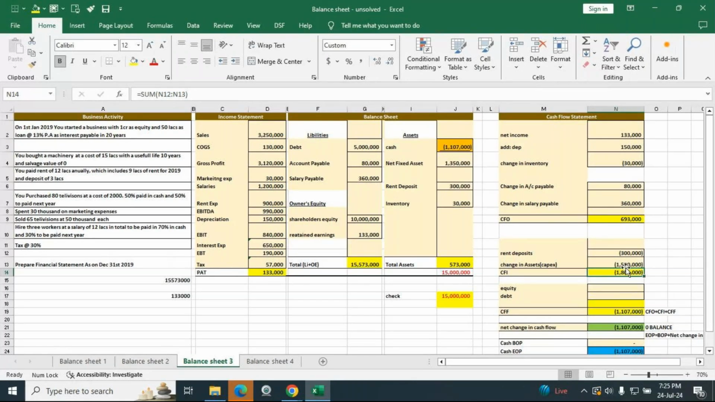So 15 lakh rupees I'm making the investment. Equity. So debt amount, that is a loan amount. So here it will be. So this is how I'm going to put my line items in the cash flow statement.